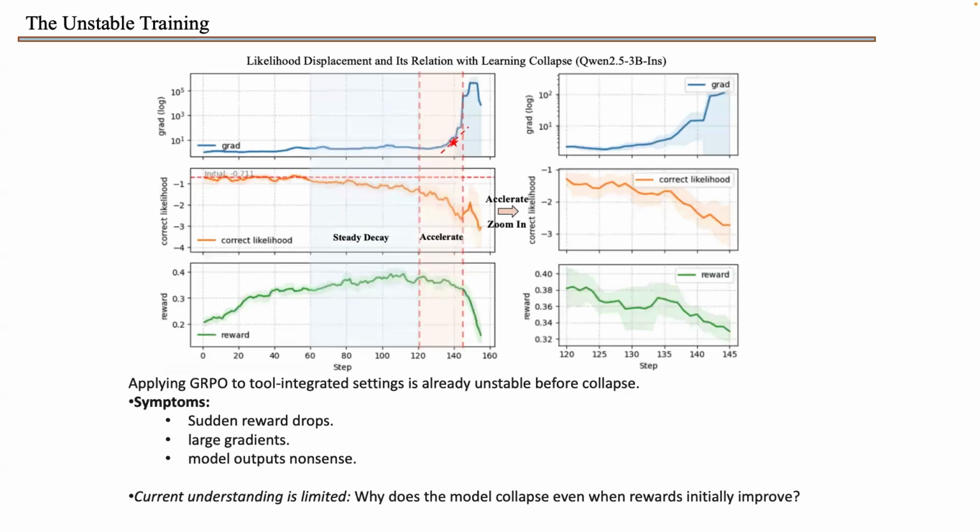To better visualize what we observe, we have this figure, using GRPO to train a 3B instruction model with search as the tool. You can see that at the beginning of training, the correct response likelihood, which is your generated response likelihood, is stable, but later it gradually decreases. When it enters an acceleration phase, which means the likelihood drops quickly, your reward starts to drop, and the gradient starts to increase significantly.